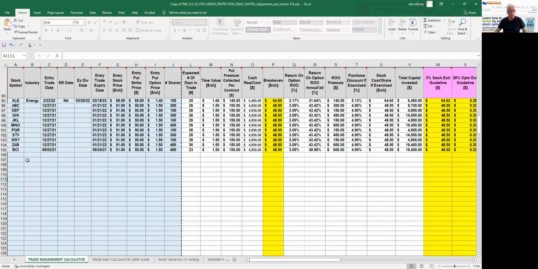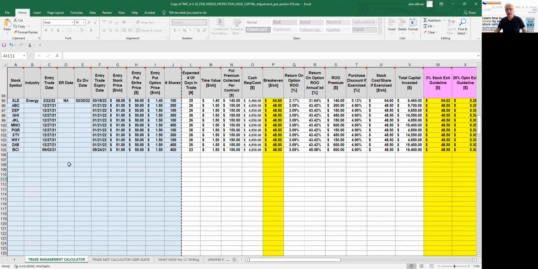I hope you guys are still awake. I know there's a lot of material here, but I think it's going to be well worth it. I think this tool is going to be a real game changer for those of us that use covered call writing and selling cash secured puts.